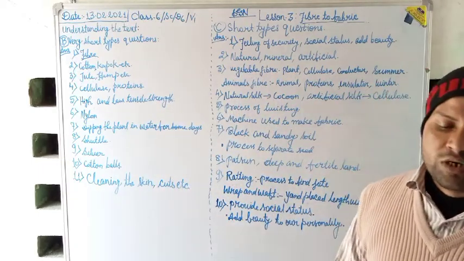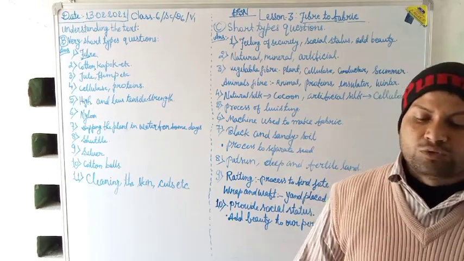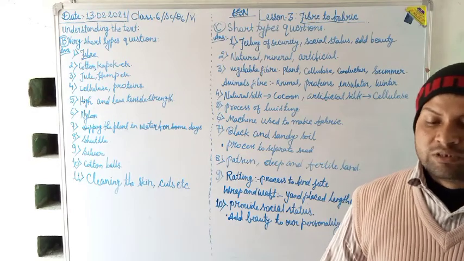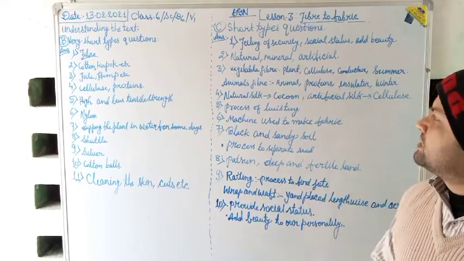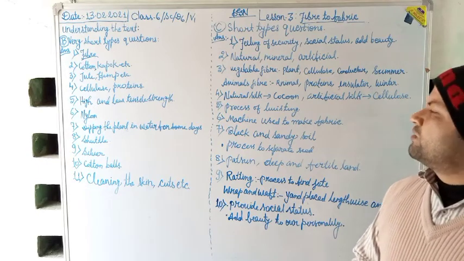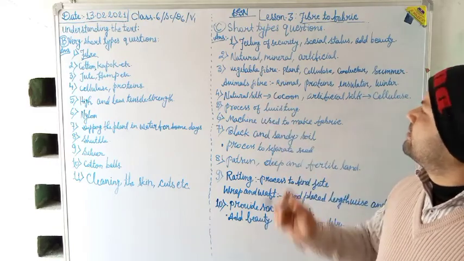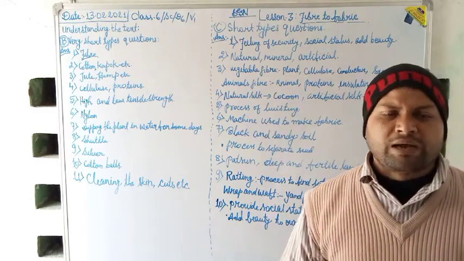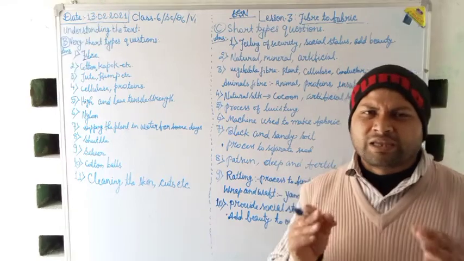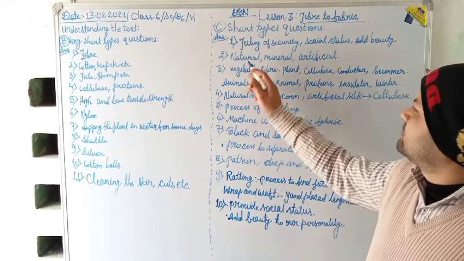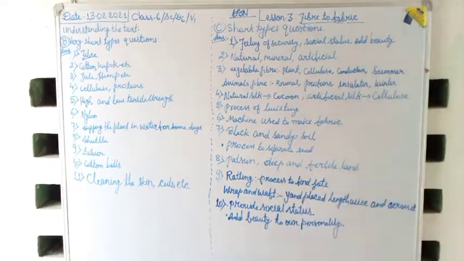Now let us move towards the second question. Here it is asked: write the names of three types of fibers and name the two varieties of fibers obtained from seeds. From seeds we generally obtain two varieties of fibers. Among all the fibers there are three categories. One is natural, second is mineral, and third is artificial fibers.